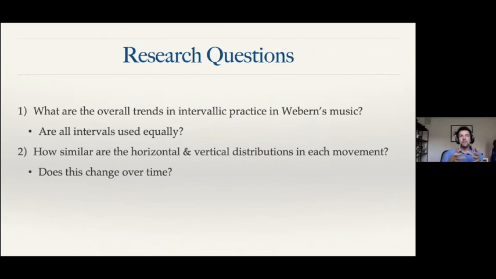This is a way really of trying to get at the question of harmonic integration, which was a topic of major concern for Webern and indeed for the other Second Viennese school composers. And so once we've established how similar these distributions are for a given movement, we can then apply the same questions about how that changes across time.